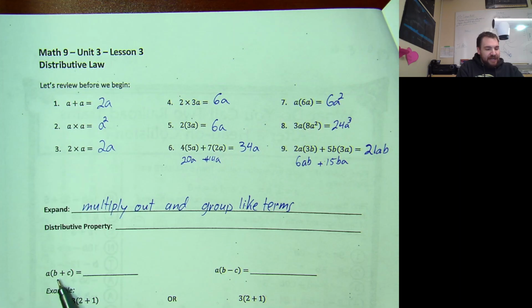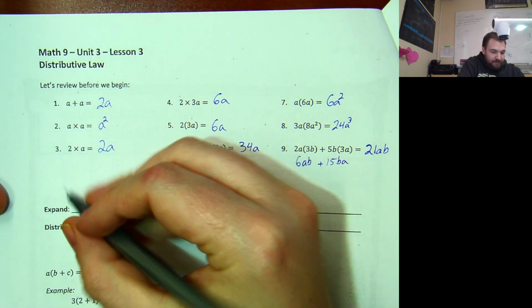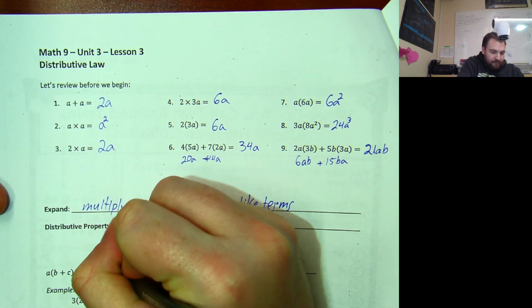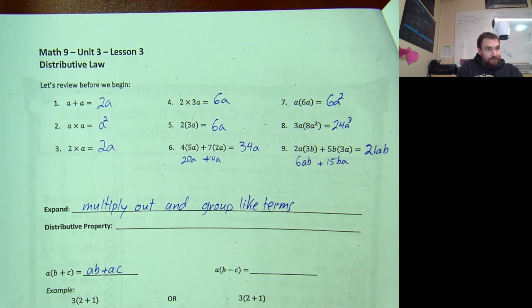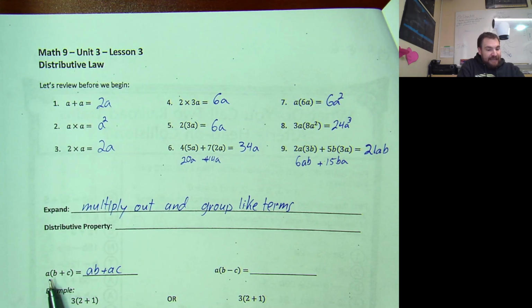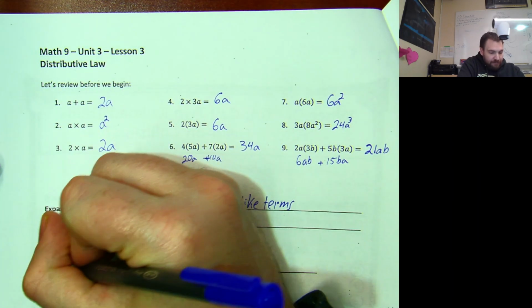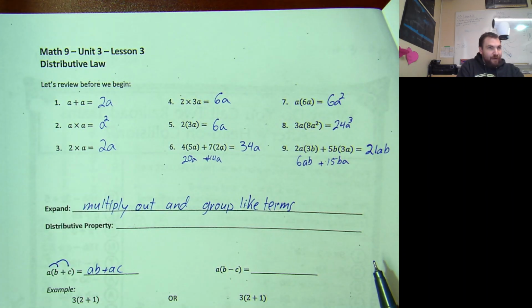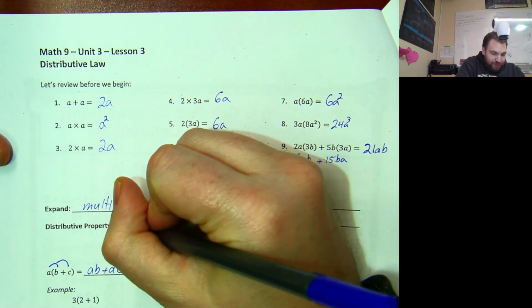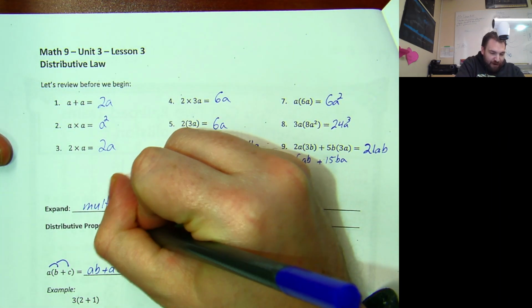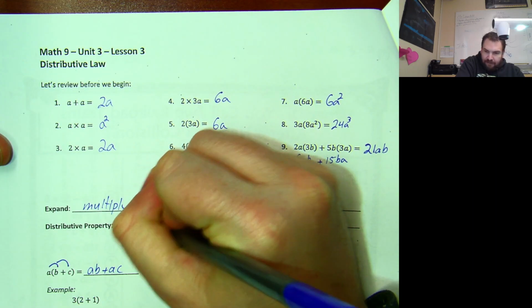I've got A times B plus C. I want to expand this thing. And do AB plus AC? Why? Because I'm multiplying A, this thing out front, by each term in the brackets. What Aminat just had us do is the distributive property. So to apply the distributive property, we're going to multiply.